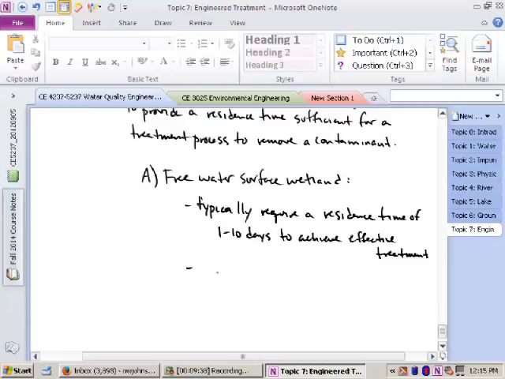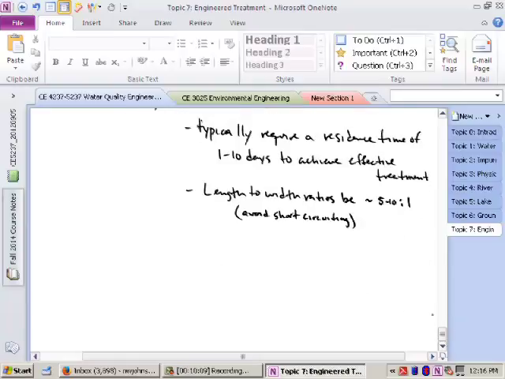In order to avoid short-circuiting, it's recommended that length to width ratios be on the order of maybe 5 or 10 to 1, and the reason for this is so these, it should be 5 or 10 times as long as they are wide, and design water depths of somewhere in the range of 0.5 to 3 feet.